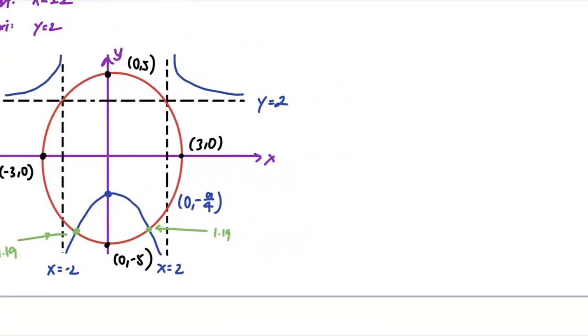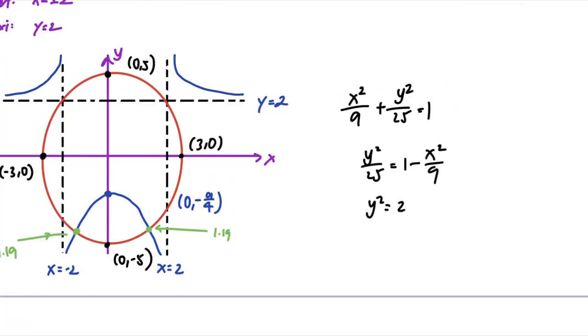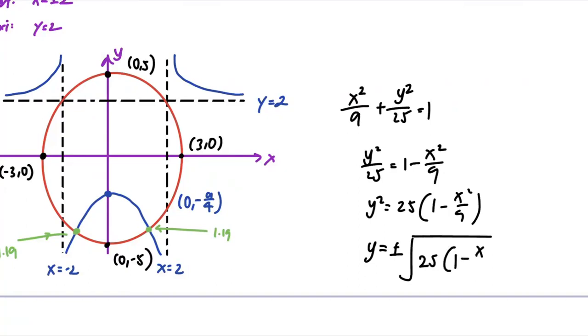Maybe let's very quickly look at this. The ellipse equation is x squared over 9 plus y squared over 25 equals 1. We make y the subject. So y squared over 25 equals 1 minus x squared over 9. Y squared equals 25 times (1 minus x squared over 9). And then you square root. Y equals plus or minus the square root of 25 times (1 minus x squared over 9). So the positive graph is the above-the-egg part, and the negative graph is the below-the-egg part.